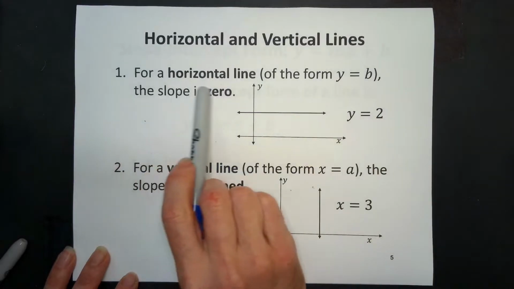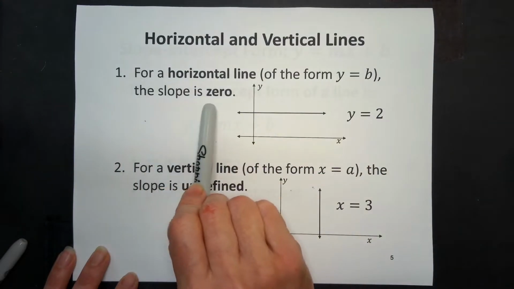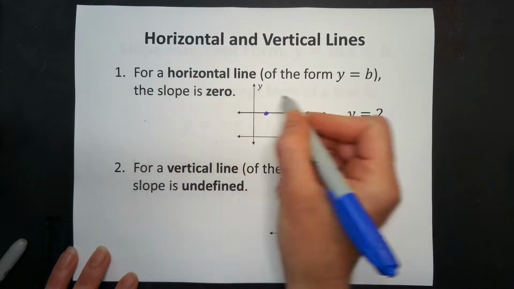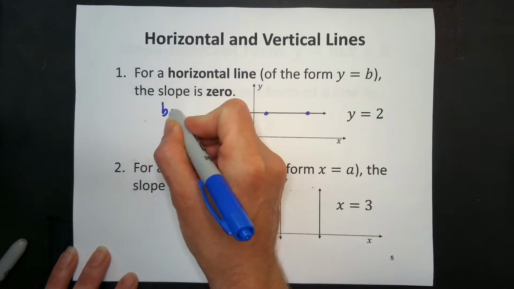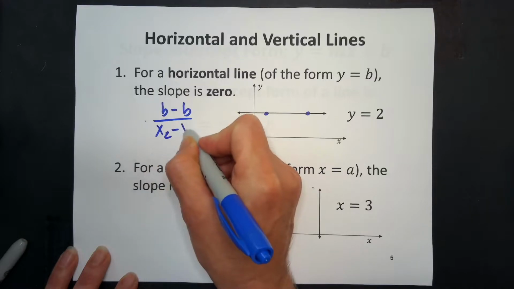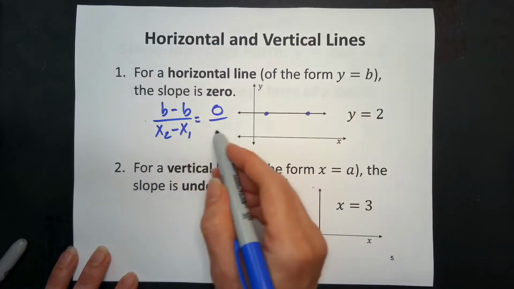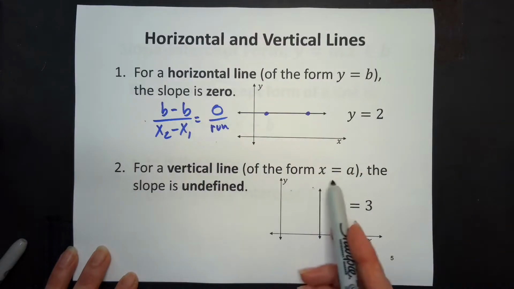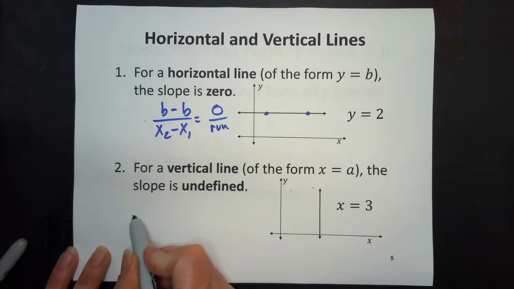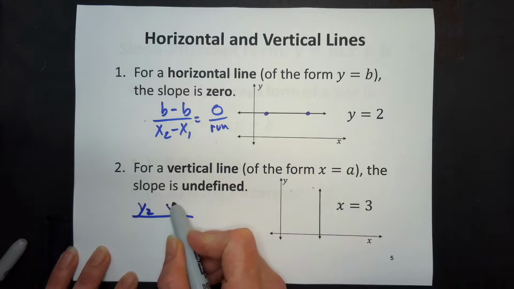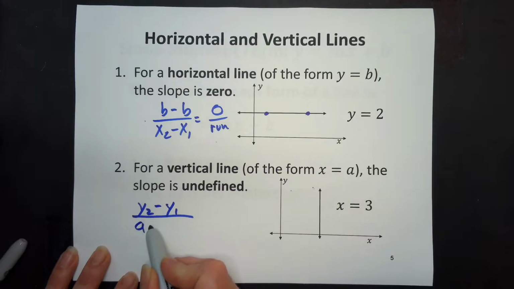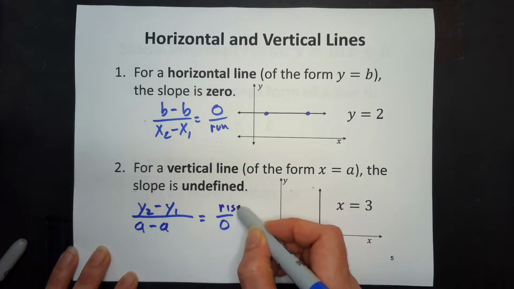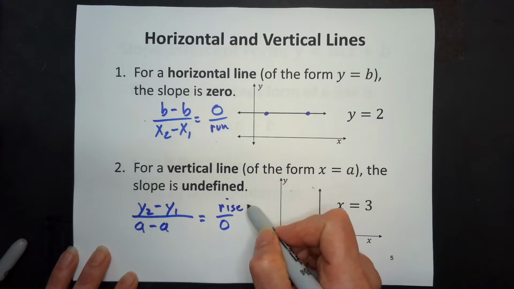Horizontal and vertical lines. For a horizontal line of the form y equals b, the slope is 0, because basically there is no rise. If all your y values are the same, you're going to have something like b minus b over your x2 minus x1, and that's going to give you 0 over whatever your run is. And so that's going to be 0 slope. For a vertical line of the form x equals a, the slope is undefined, because you're going to get your y2 and your y1, subtract them from each other, but in the denominator you're going to get a minus a, which is division by 0. So your rise over 0 run is undefined. It's not 0.